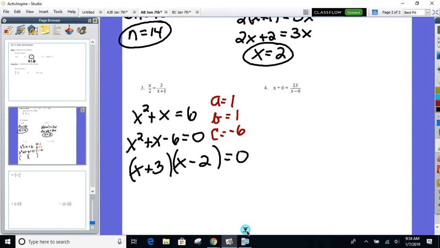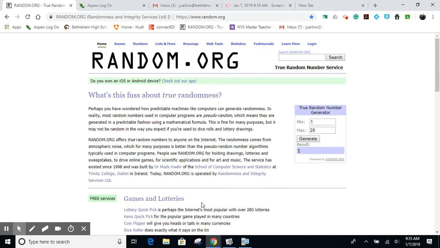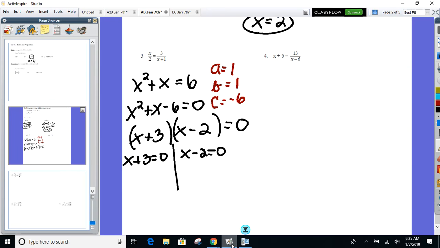From here, if you remember from last year, you take each of these and set them equal to 0. I do not need to see this step because some of you know you just take the opposite, but if you want to write it, great. So what are my two answers now when you solve for x? Two answers. Yep. There's your two answers, -3 and 2.